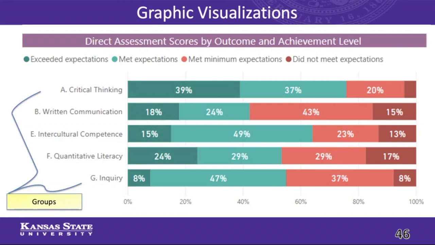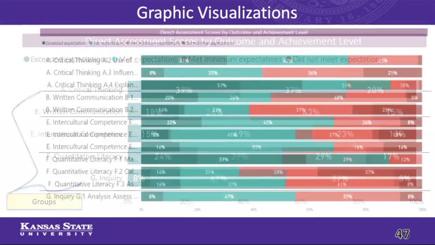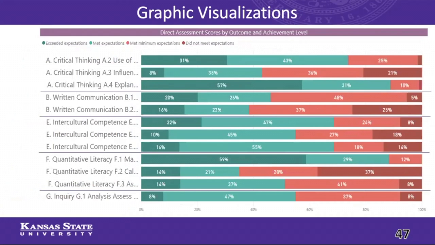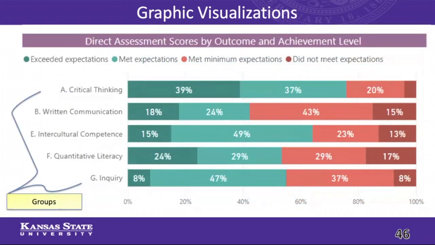But it becomes most useful when we can break it down to the specific outcomes, the specific criteria that's within. Say, as in this example, this is separating out the criteria that were assessed. Now, if you notice in critical thinking, I'm going to go back one slide just a bit. Critical thinking looks like they're doing really well. 76% are meeting and exceeding expectations, which looks really, really fine until we separate it out.